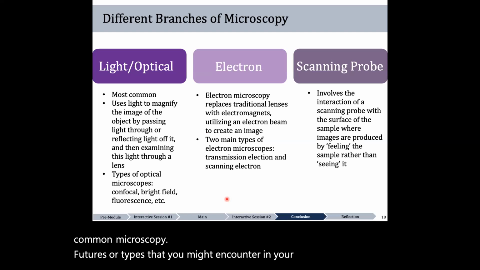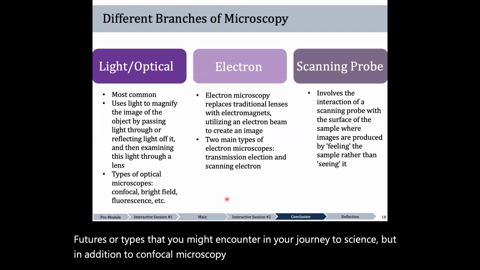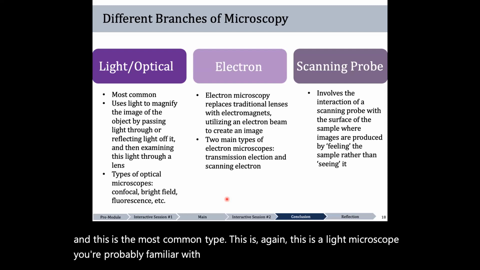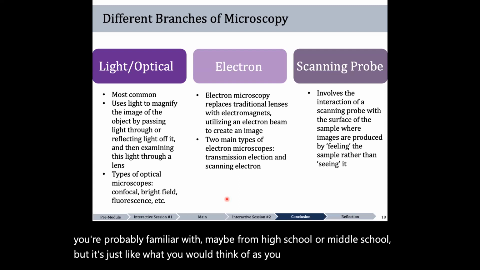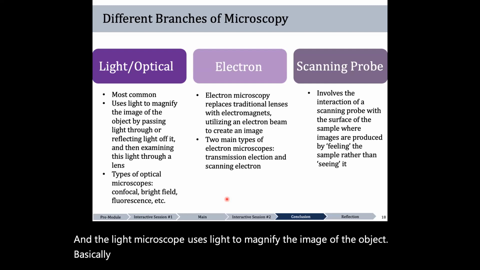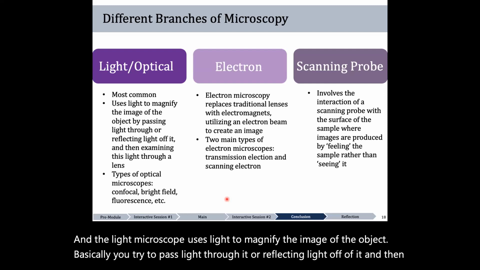So I just wanted to go over some other common microscopy types that you might encounter in your journey in science. In addition to confocal microscopy, there's light and optical microscopy, and this is the most common type. This is a light microscope you're probably familiar with, maybe from high school or middle school. It's just what you would think of as your average day-to-day microscope. The light microscope uses light to magnify the image of the object. Basically, you pass light through it or reflect light off of it and then examine this light through a lens.